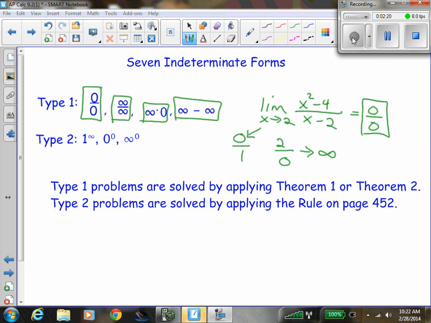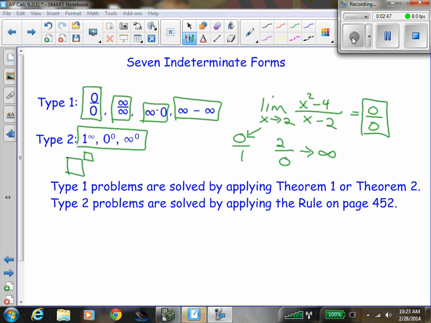Now, there's a second type of indeterminate form, and if you'll notice in all of those, there is a base and there is a power. Okay, so when you have something like 1 to the infinity, 0 to the 0, infinity to the 0, that's going to be our second type of indeterminate form. And again, we will discuss why they're indeterminate at some time.